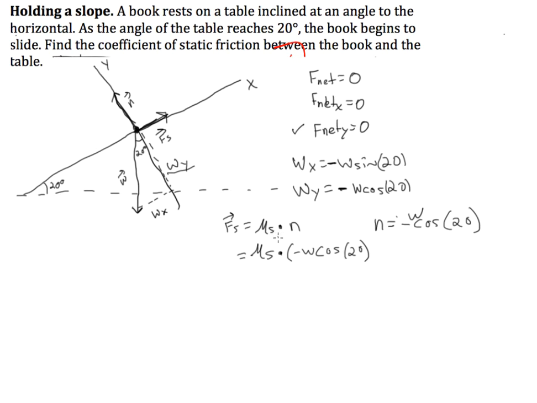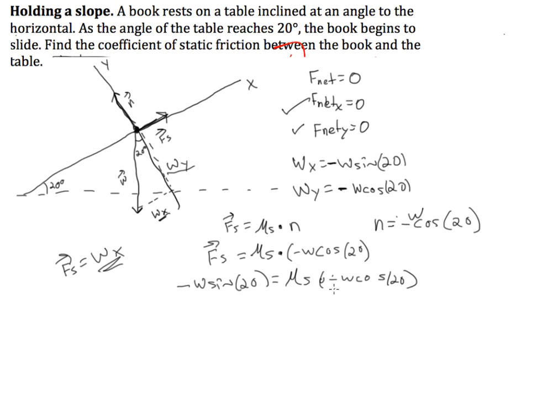And that equals force of static friction. And since we know that F net x must be 0, the force of static friction is going to be equal to the x component of the weight force. So force of static friction equals Wx. So we can go ahead and plug in Wx for the force of static friction. Right up here we see that's negative W sine 20. And now we get this, negative W cosine 20 here.